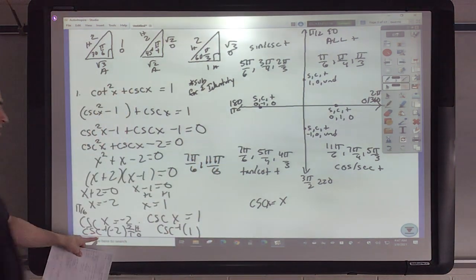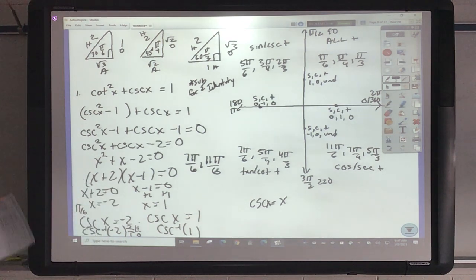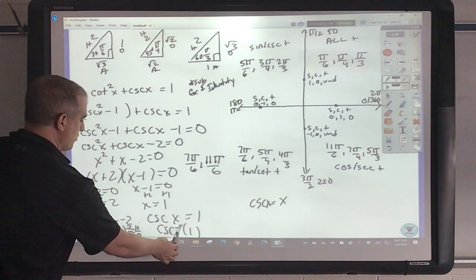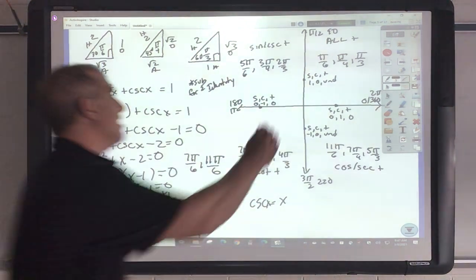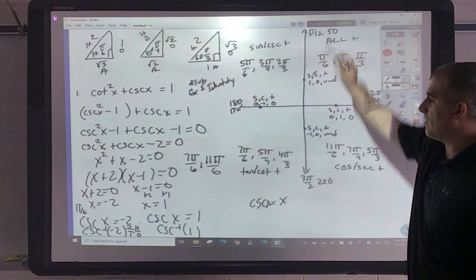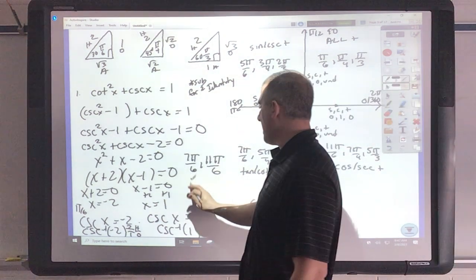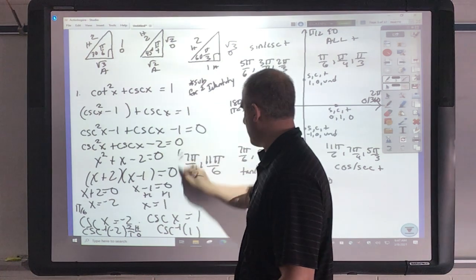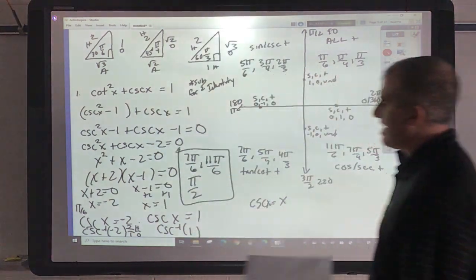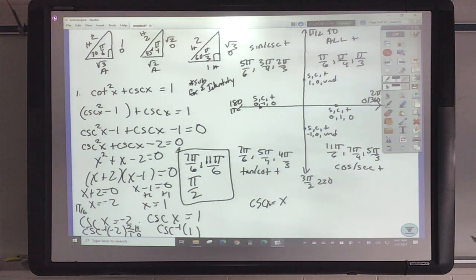Because sine and cosecant are very much the same. Cosecant inverse of 1 links to sine. So where is that going to happen? That's going to happen at pi over 2. Remember, the axis values for 1 and negative 1 are very much the same. So those would be your 3 answers for that question.